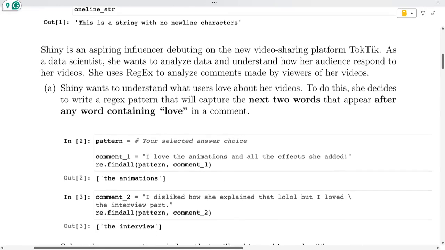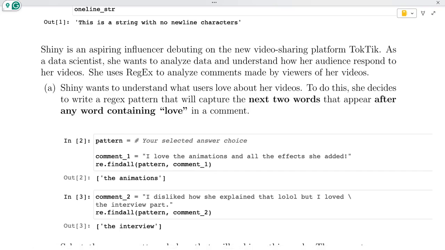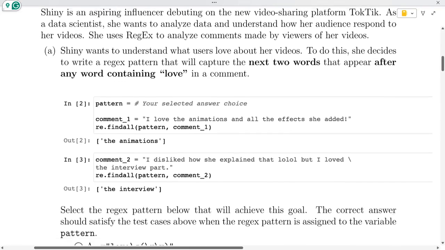All right, now let's talk about influencers and Gen Z pop culture. So Shiny is an aspiring influencer, she's on Toxic, and as a data scientist, she wants to analyze data and understand how her audience responds to her videos. So now she's using regex to analyze her comments.